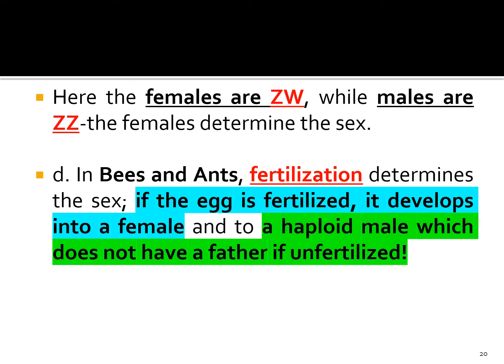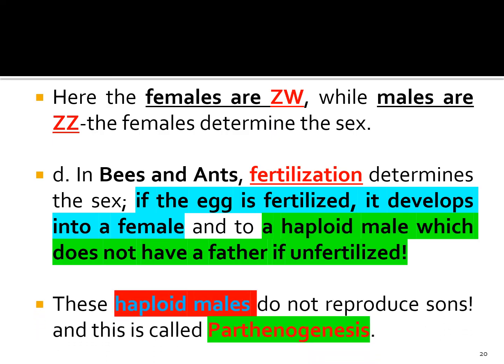In bees and ants, fertilization determines the sex of the progeny. If the egg is fertilized, it will develop into a female. If it is not fertilized, it will develop into a haploid male, which does not have a father. This haploid male does not produce sons, and this process is known as parthenogenesis.